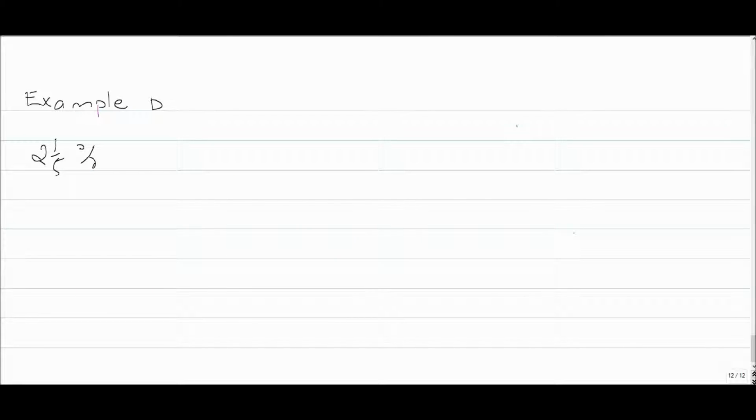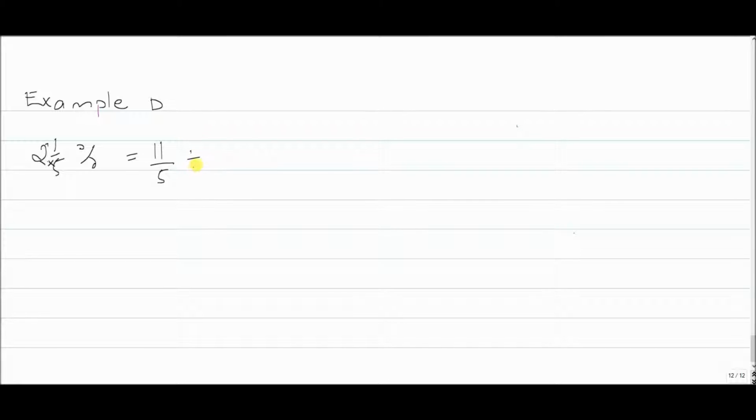Example D, 2 and 1/5% change to a decimal. First, we need to change our mixed number to an improper fraction. We do that by multiplying the denominator with the whole number and adding the numerator. So we would have 5 times 2, 10, plus 1, 11. So we have 11 over 5.